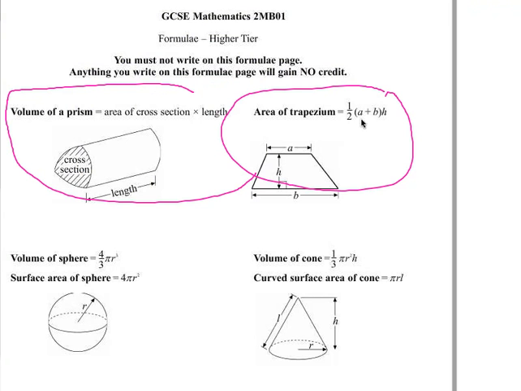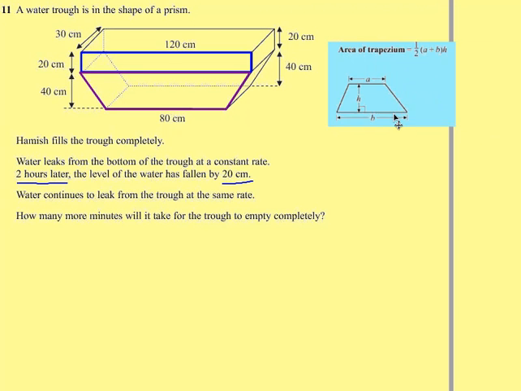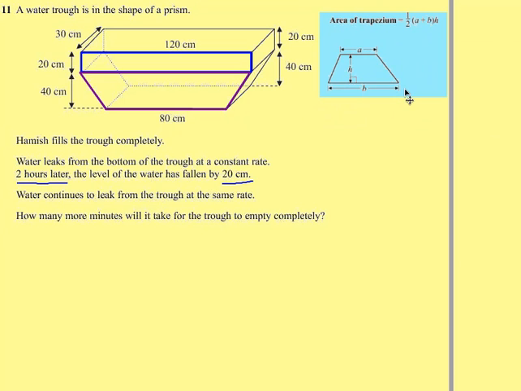Now, if we look back at our formula sheet, we're told here that the area of a trapezium is a half times a plus b times the height. So add the top and the bottom lengths, times that by the height, and then we half it. Now, the volume of a prism is the area of a cross-section multiplied by the length. So we're going to use those two formulas in our question here. I'm going to build up the area of a trapezium formula.